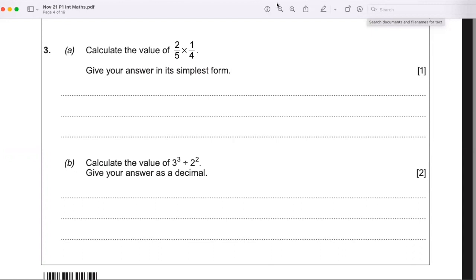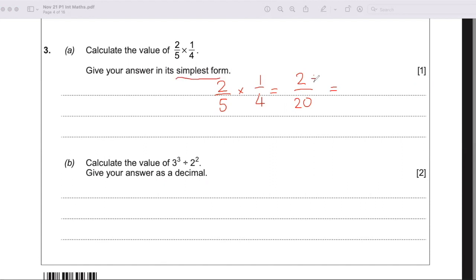Question 3, calculate the value of 2 over 5 times 1 over 4. Give your answer in its simplest form. Okay, so this is multiplying fractions like we did earlier in question 2. You just multiply across, so 2 over 20. Now, the mistake people made here was forgetting to simplify this because it's not in the simplest form. So just divide both top and bottom by 2, and that will be 1 over 10, and that's your final answer.